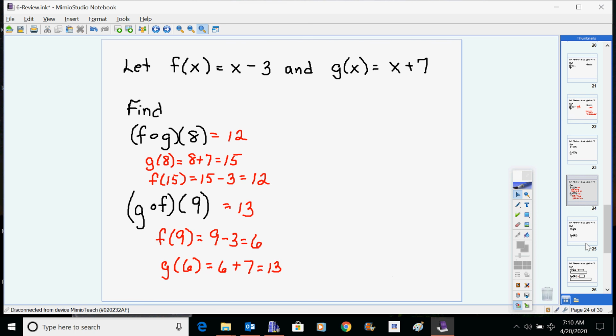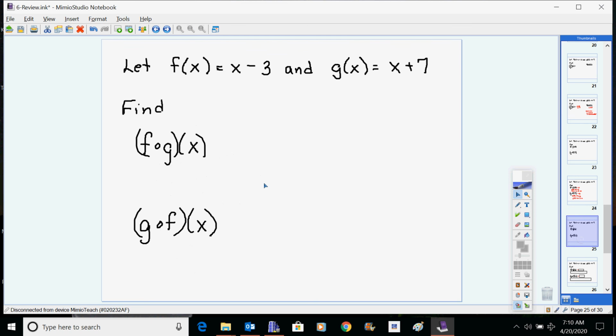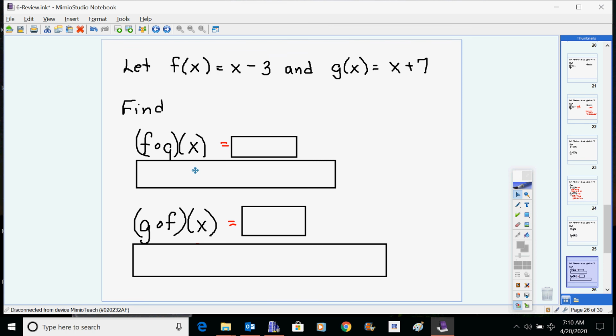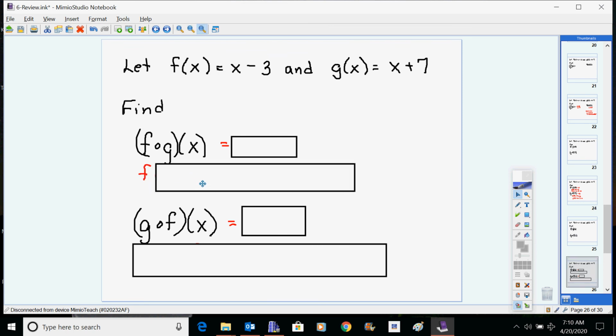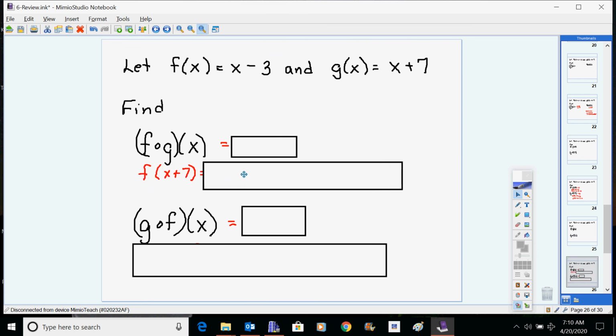Okay. You can also be asked to do this in general with the x functions. Now, many times it does matter. They're not always commutative, so you do have to be very careful to do these things in the correct order. Okay, sometimes it does become commutative, but it's only sometimes, so don't count on it. So f of g of x means that you're finding f of, here's our g of x right here.